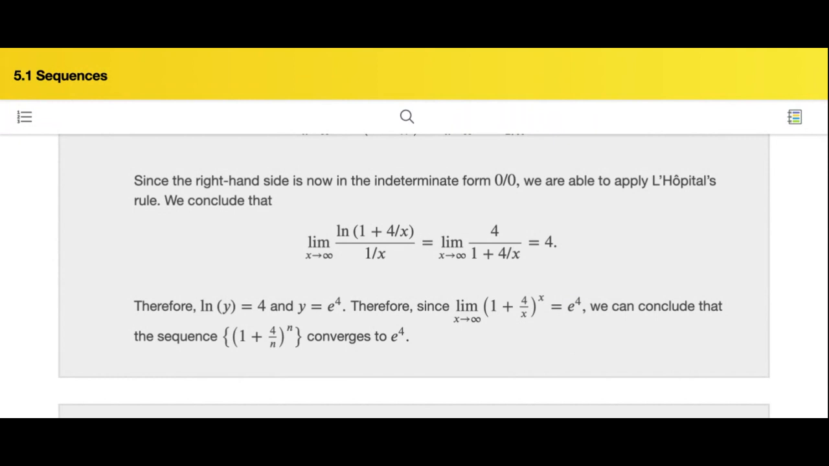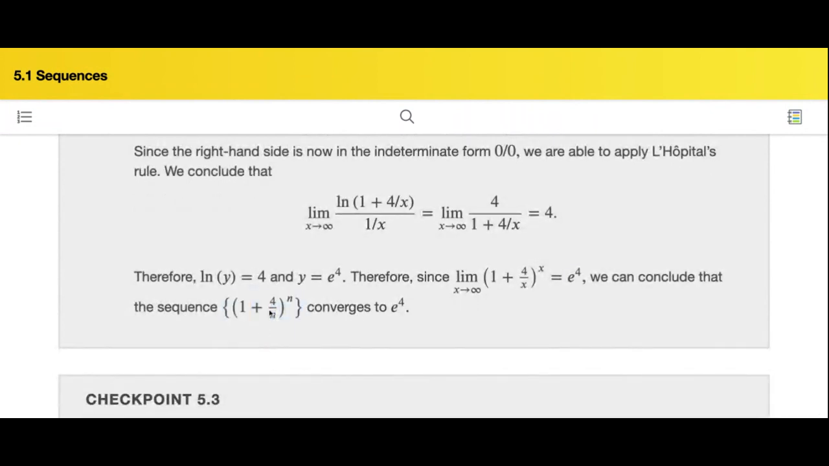Any questions? You could practice. You could change this 4 to be any other number. Change this 4 to be 5. The answer should be e to the 5. Change this 4 to be 10. The sequence should be e to the 10, so on and so forth.